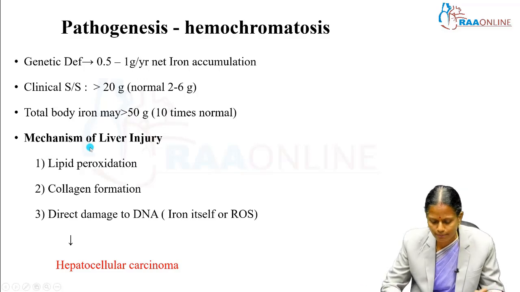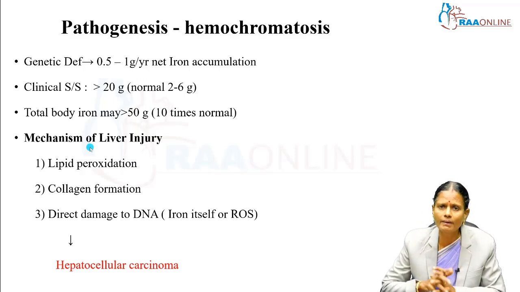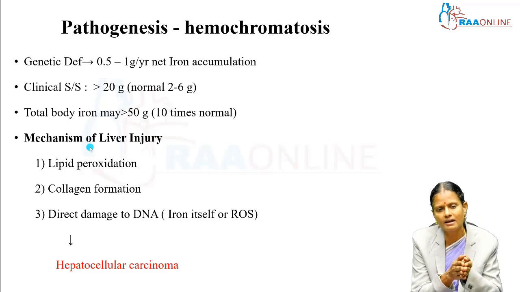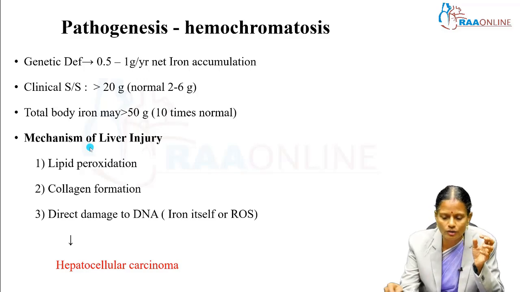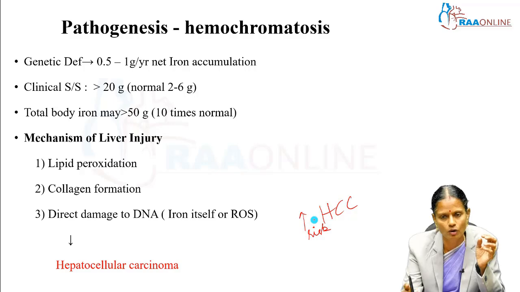Mechanism of liver injury: it produces lipid peroxidation and collagen formation, or the iron by itself, or by production of reactive oxygen species, will cause direct DNA damage. So there is an increased risk of hepatocellular carcinoma with hemochromatosis. Increased risk of hepatocellular carcinoma is always there.